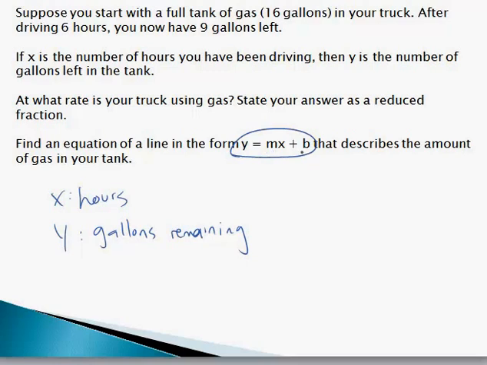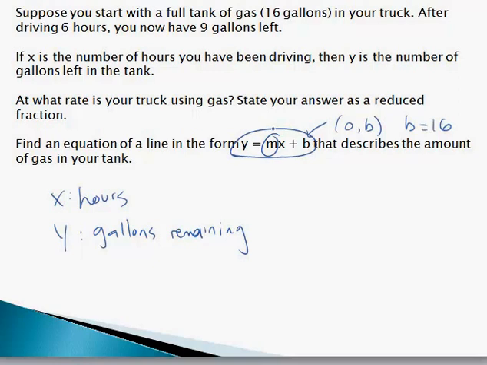So we're interpreting the y-intercept b, 0 comma b, as the initial amount. In this case, you start with 16 gallons. So that's easy. b is 16. Alright, so now we need to find the slope. After 6 hours, you have 9 gallons left.